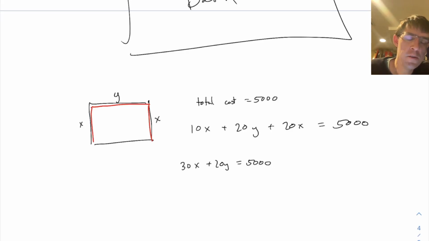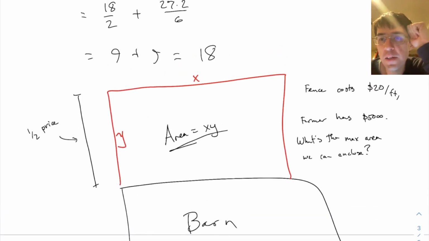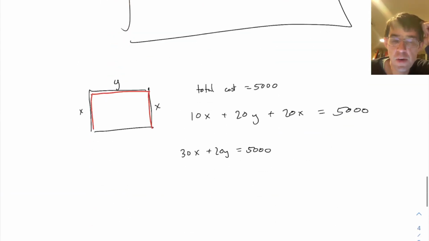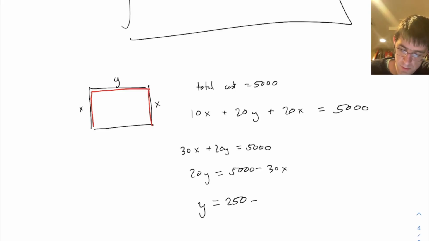And I intend to plug in up here for y. I want to write that in terms of only one variable, not two. So let's solve this either for x or for y. I'll solve it for y. So I would say 20y equals 5,000 minus 30x, and then divide by the 20. y equals 5,000 divided by 20 would be 250 minus 30 divided by 20 is 3/2.